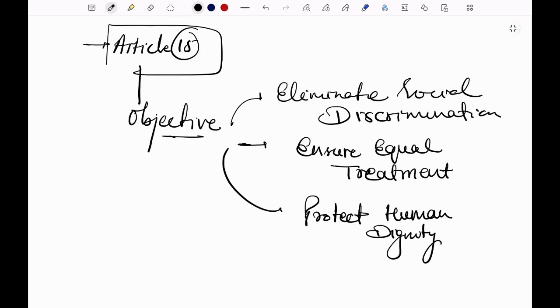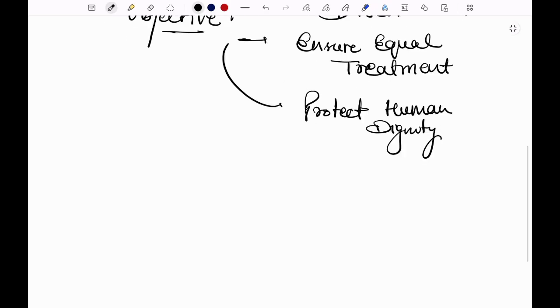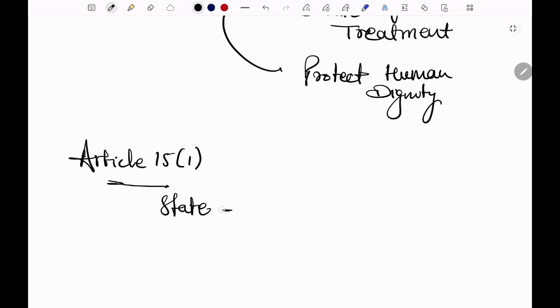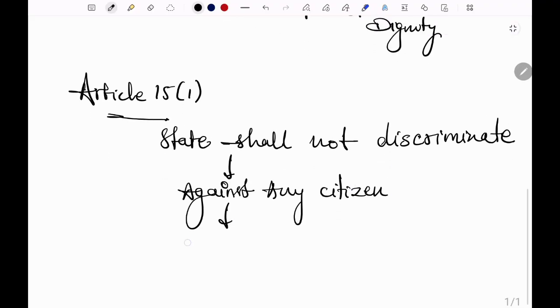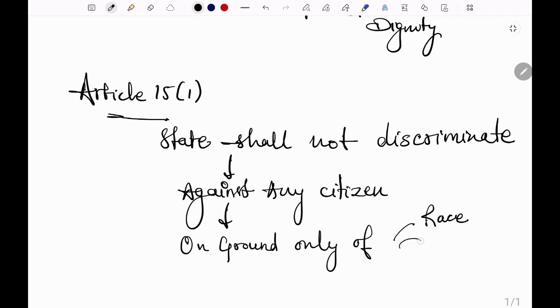Human dignity. So now we will see each clause. Under Article 15 clause 1, it is written that the state shall not discriminate against any citizen on the grounds only of what? Race, religion, caste, sex, place of birth.